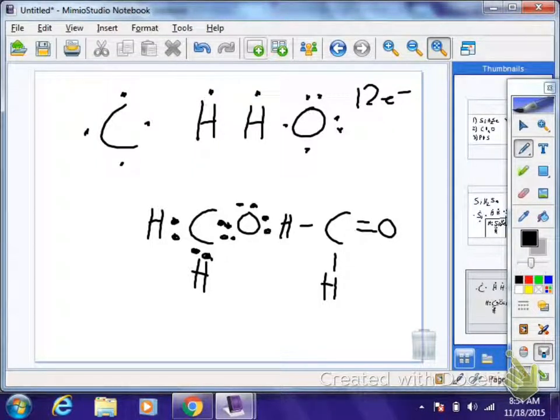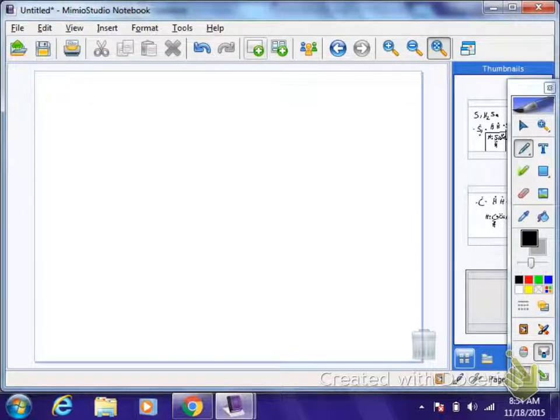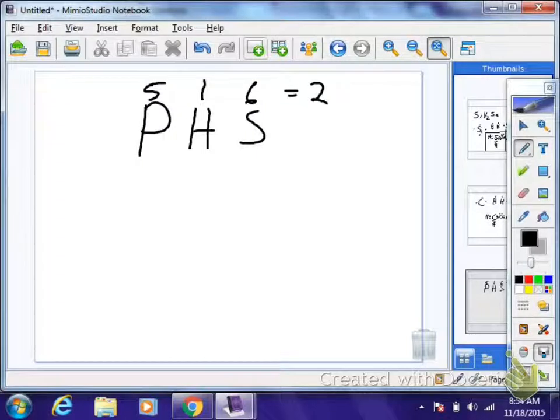And so the next one is PHS. And up above, I'm going to write how many dots I have by counting across. Phosphorus has 5. Hydrogen has 1. Sulfur has 6. Total of 12 electrons. So I don't show the dots. Just how I get the dots, I count across, I get my numbers. That way I don't have to draw them out. Next thing I do, I realize this is the lowest number. So P goes in the middle, and S, and H.